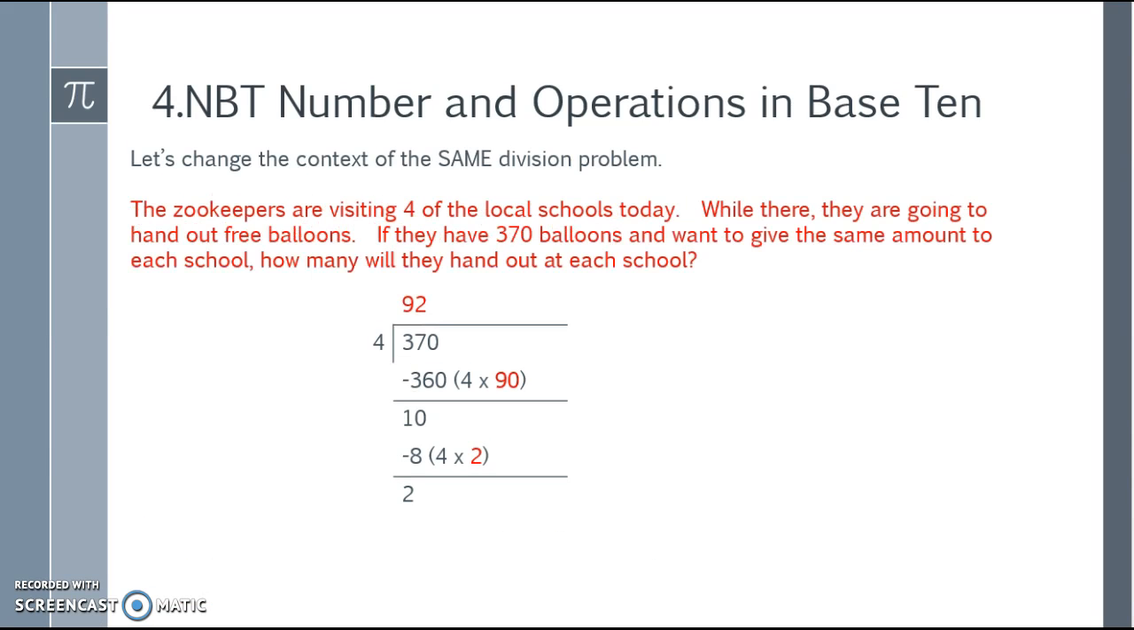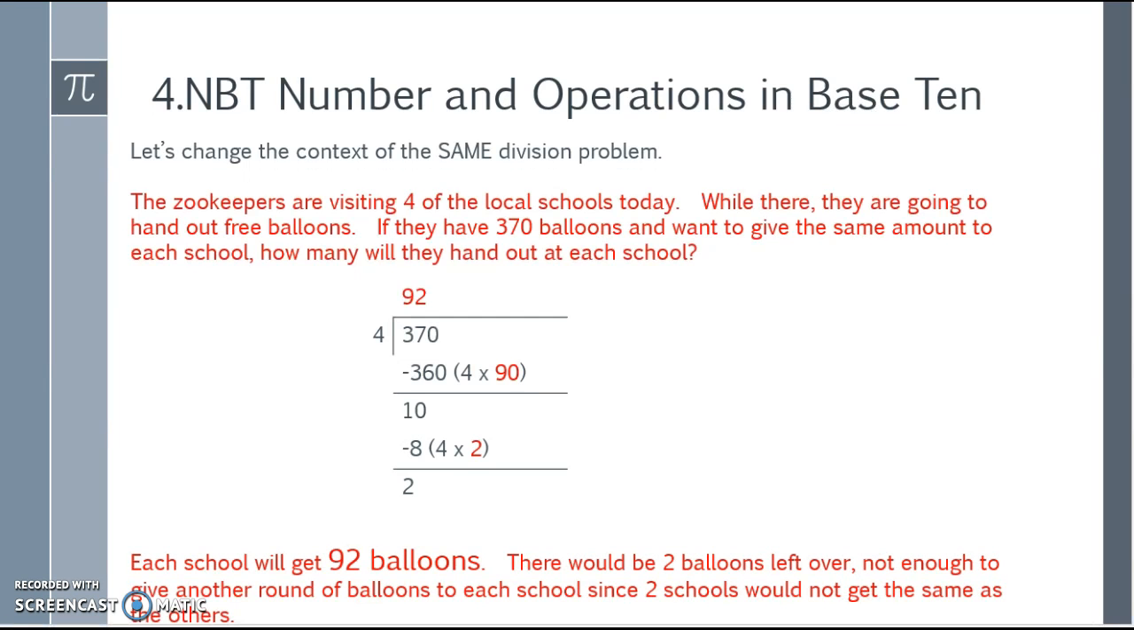Changing the context again of the same problem. Zookeepers are visiting 4 of the local schools today. While there, they're going to hand out free balloons. They have 370 balloons and want to give the same amount to each school. How many will they hand out at each school? Well, they can only hand out 92 balloons to each school. Yes, there'd be 2 balloons left over. However, that's not enough to give another round of balloons to each school, since there'd be 2 schools that would not have the same amount as the others.